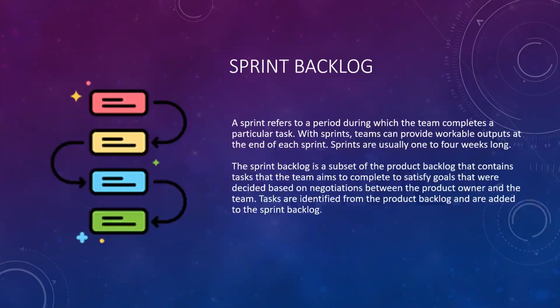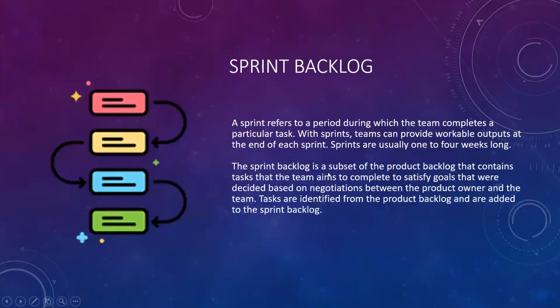Here, a sprint refers to a duration in which the team completes a particular task that we have discussed, right? 2 to 4 weeks is what we are going to call a sprint. With a sprint, the team can provide workable outputs at the end of each sprint. At the end, we have completed something and we are going to show it to the customer. That's nothing but an end-to-end working process. Usually it will take 1 to 4 weeks, and it all depends on your team size and the requirements you are picking up. So you can define it from 1 to 4 weeks.